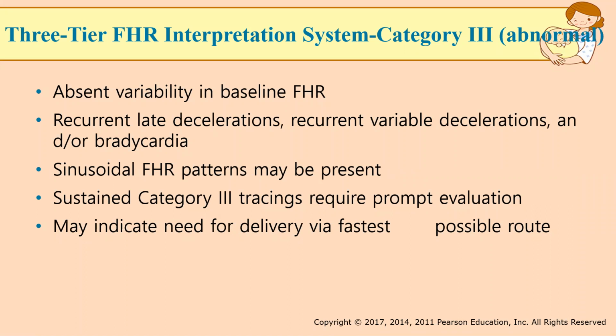Category 3 tracings require immediate attention, and it may indicate the need for delivery the fastest route, which may be a cesarean section. So this is when you do need to do something about it. It may start with position changes, turning Pitocin off if it's being administered, putting oxygen on the mom at 7 to 10 liters per minute via a face mask, and increasing fluids. Always let your doctor know this is going on immediately.